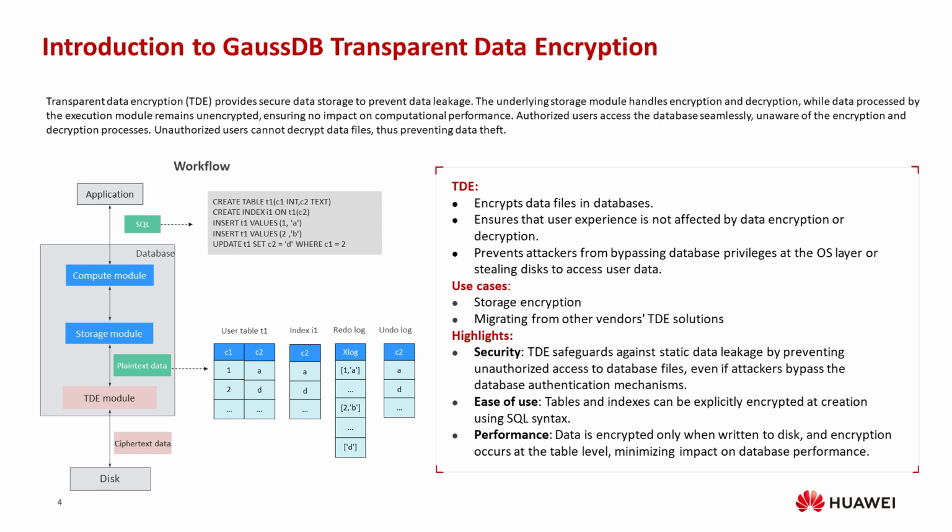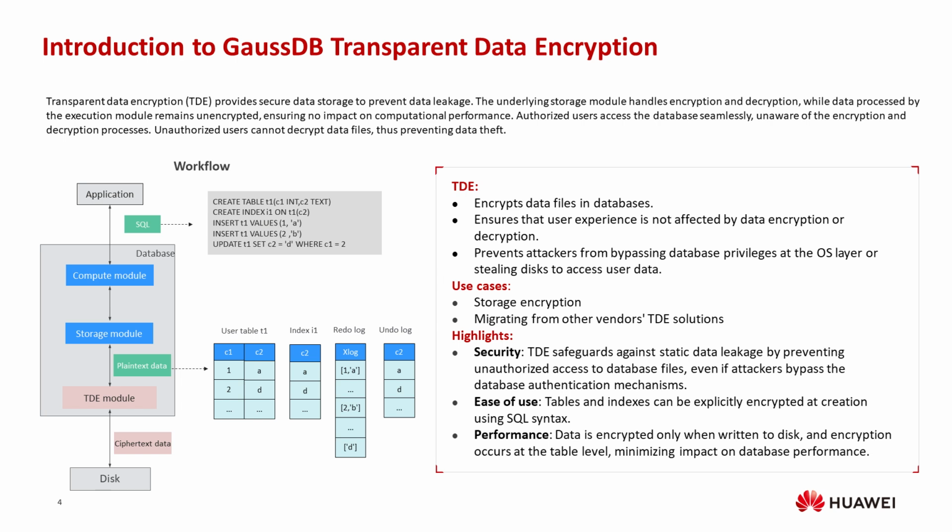keys. Transparent data encryption provides three core capabilities: automatic encryption of all files within the databases, seamless encryption and decryption with no noticeable impact on user experience, robust protection against OS-level privilege escalation and physical theft. The primary use cases of transparent data encryption include securing stored data and replacing the transparent data encryption solutions of other database providers. Transparent data encryption delivers key benefits across three critical dimensions.